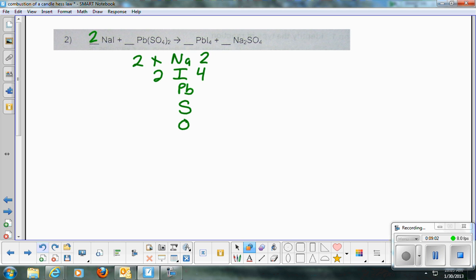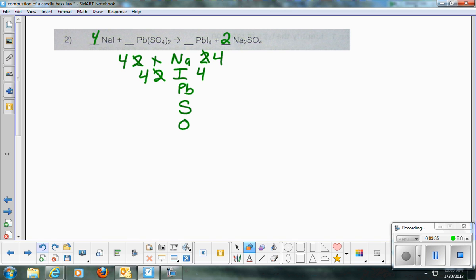Okay, so now I have 4 iodines on my right-hand side. I need 4 iodines on my left-hand side. So I have to change this from a 2 to a 4 to make it 4 iodines. When I do that, that changes this, but it also affects my sodium. And I have to go back and fix my sodium. On the left-hand side, I have 4 now for my sodium. I need 4 over here on my right-hand side, so I'm going to put a 2, because 2 times 2 is 4, and that's going to give me my 4.